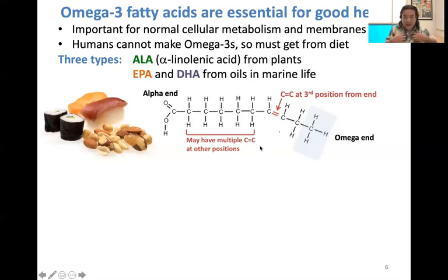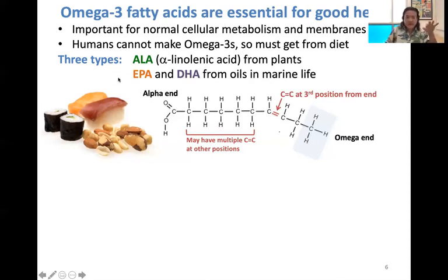Importantly, our body cannot make these omega-3 fatty acids from scratch. So we evolved to expect to get these omega-3 fatty acids from our diet. And then we have proteins that recognize that these are omega-3 fatty acids because of that double bond at the end. And those proteins can then go to work and utilize these to make other components in our cells.